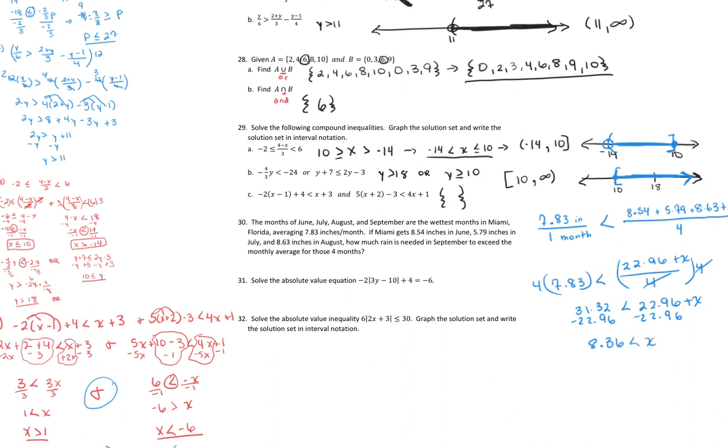So this means that our x has to be greater than 8.36, so the amount of rain that must be needed in September is more than 8.36 inches. So we can write that here as x has to be greater than 8.36. And this means that there needs to be more than 8.36 inches of rain in September, not less than 8.36. So I'm going to write this in words.